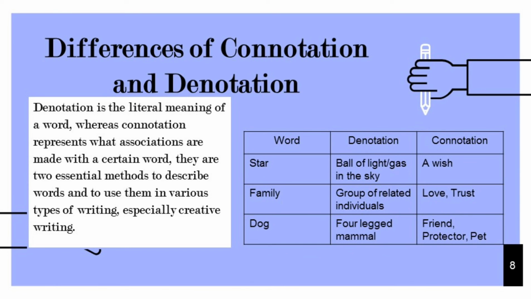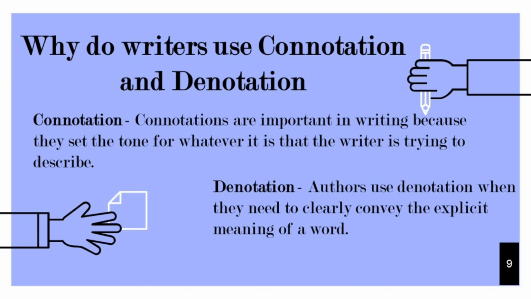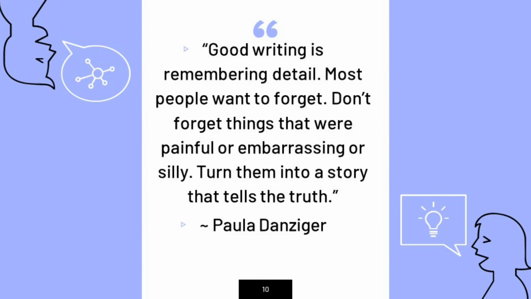So let's proceed to the third learning objective that we will be going to discuss tonight. Why do writers use connotation and denotation? Connotations are important in writing because they set the tone for whatever the writer is trying to describe. When you use connotation in your writing, it can give more interpretation to your writings. And authors use denotation when they need to clearly convey the explicit meaning of a word.